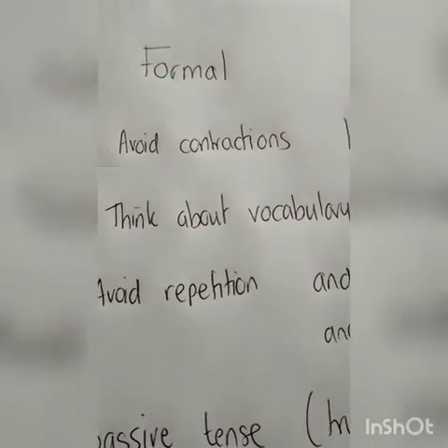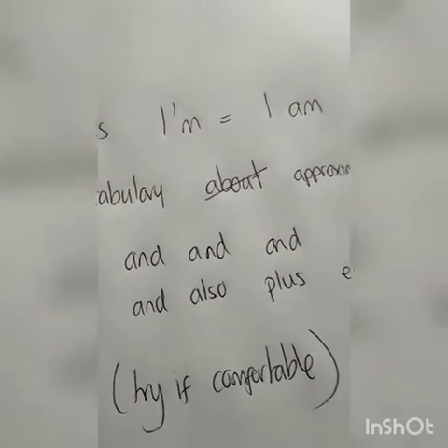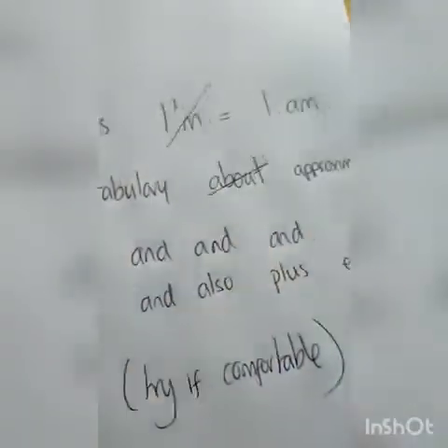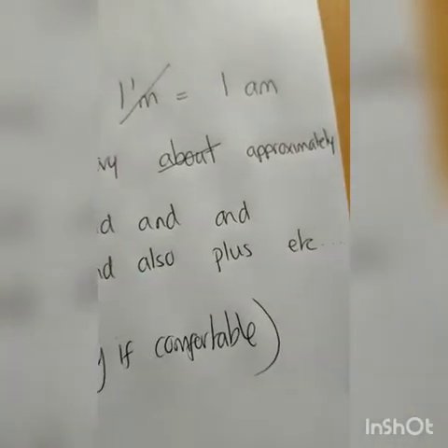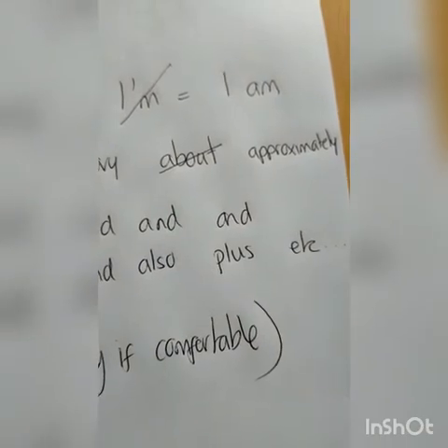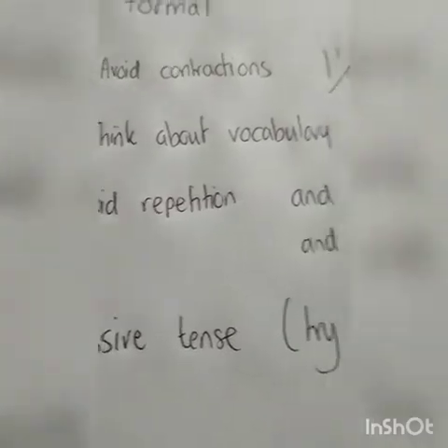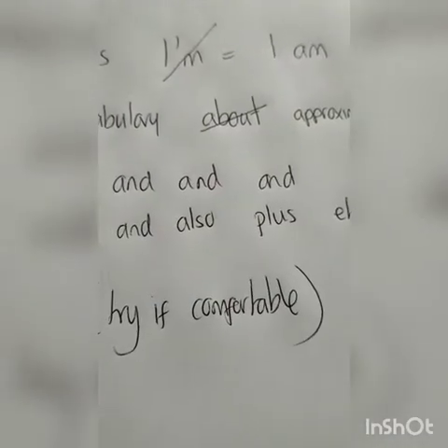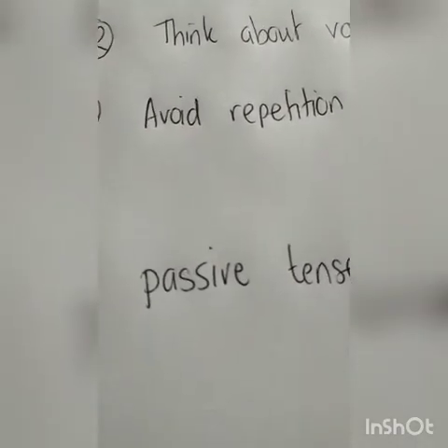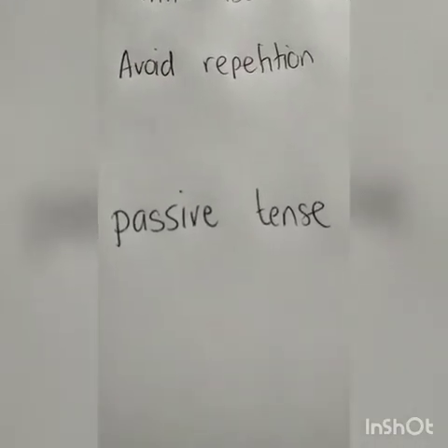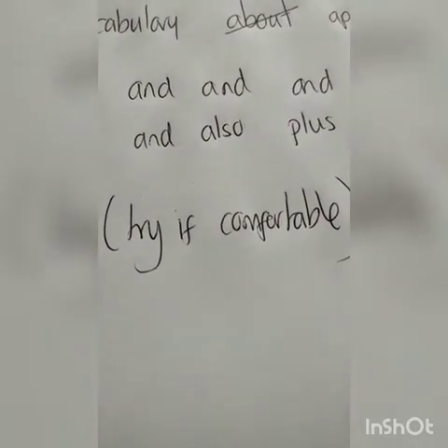Firstly, avoid contractions. I'm, for example, becomes I am. Think about your vocabulary. About can be approximately. Avoid repetition. And can be and, also, plus, etc. Okay. And finally, if you're confident, passive tense makes things more formal. Okay.